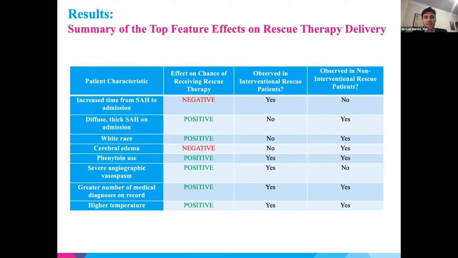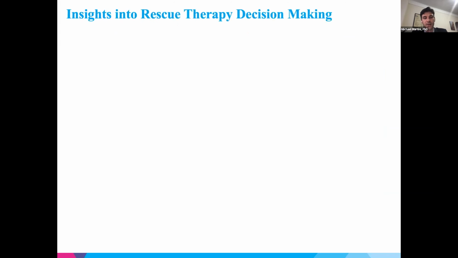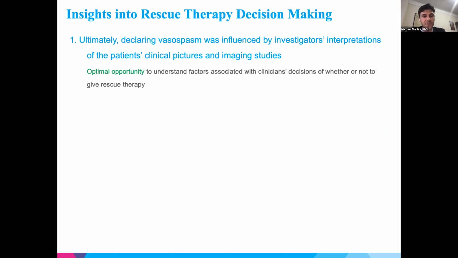In comparison, the decision to administer interventional versus non-interventional rescue therapy did depend on various patient and treatment characteristics, but we think it may actually reflect the preference of certain centers in providing this data. So from this analysis, I think there are a few interesting discussion points. The first is that the goal here was to determine factors that might influence the likelihood of an individual to receive rescue.